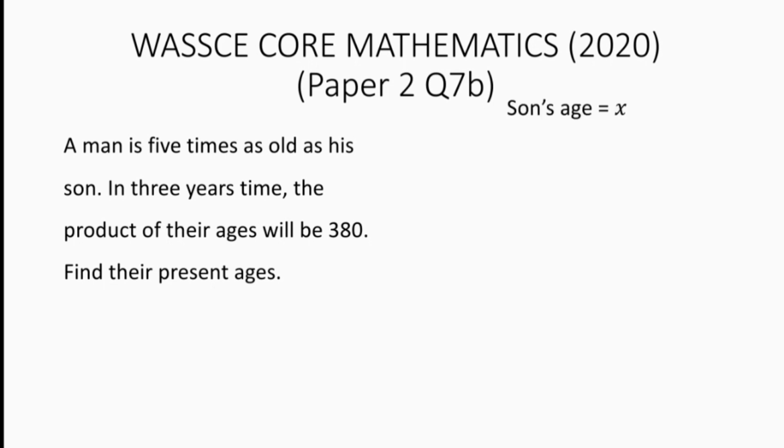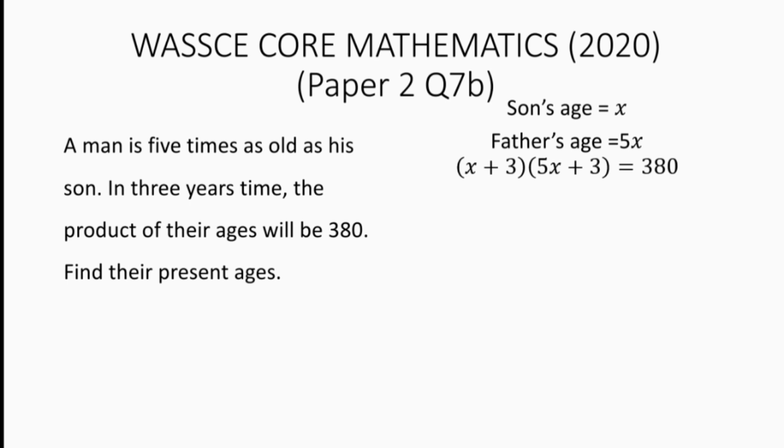We will let the son's age equal x and that of the father equal 5x. And the question said, in 3 years' time, the product of their ages will be 380. So x plus 3 will be the son's age after 3 years, and 5x plus 3 will be the father's age after 3 years. So the product of the two binomials will be equal to 380.